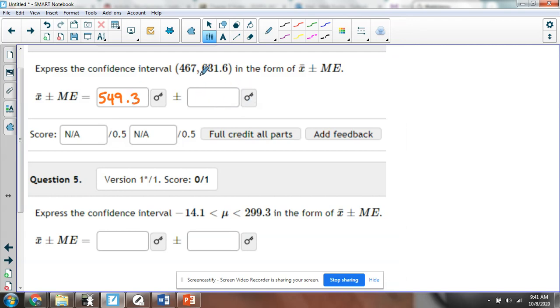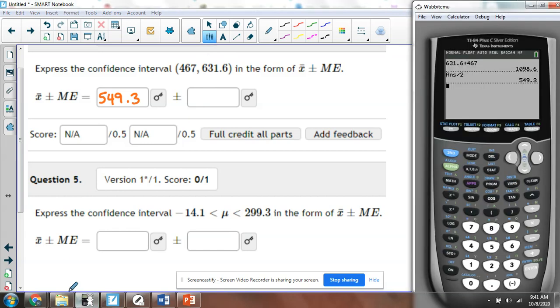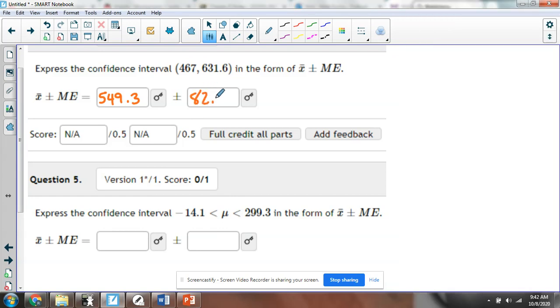Now I'm adding and subtracting something from 549.3 to get these two values. To figure out what that is, I'm just going to take either one and subtract 549.3. So that's 631.6 minus 549.3. 82.3. So this is going to be 82.3. 549.3 minus 82.3 gives me 467. 549.3 plus 82.3 gives me 631.6.